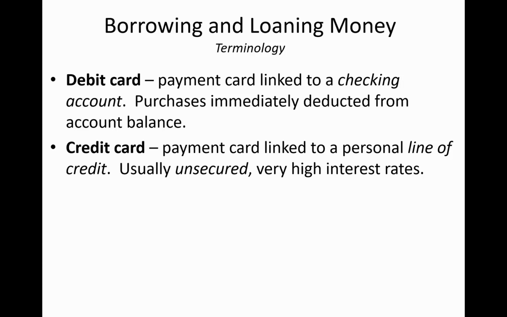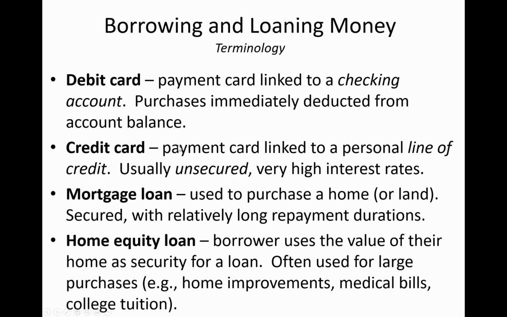You're not promising that they can take your house if you don't pay your credit card bill, in the same way that a bank can take your house, because the collateral for a mortgage loan is the home itself. And same thing with an automobile. An automobile loan is secured by the value of the car that's being purchased. So understand the difference between debit and credit cards.